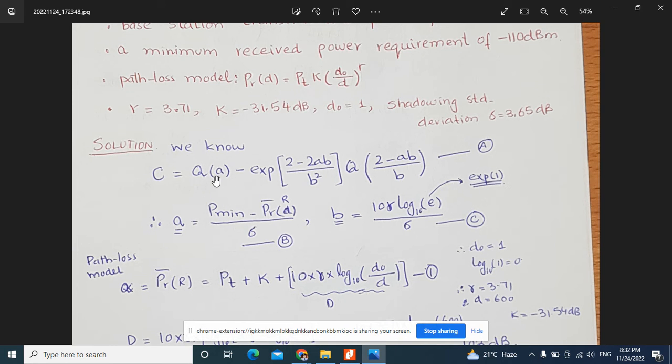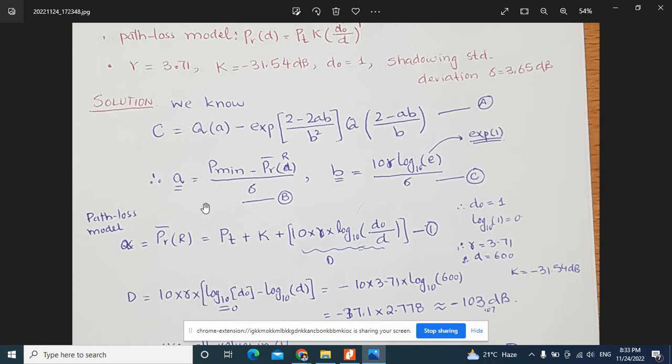Here A was a parameter which is equal to P minimum threshold minus the received power, divided by the shadowing standard deviation, and B was equal to 10 gamma log 10 e, where e is the exponential of 1, divided again by the standard deviation. In this equation P minimum is given, standard deviation is given, but you need to calculate this particular value. So how can you calculate it? The path loss model is given.